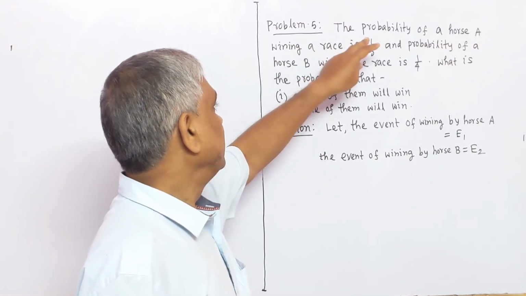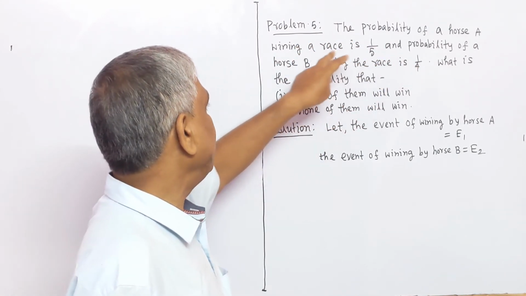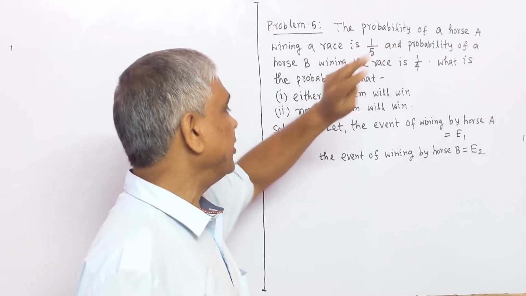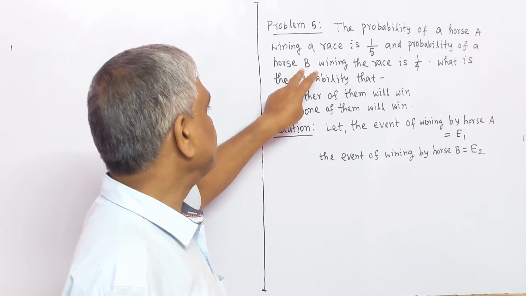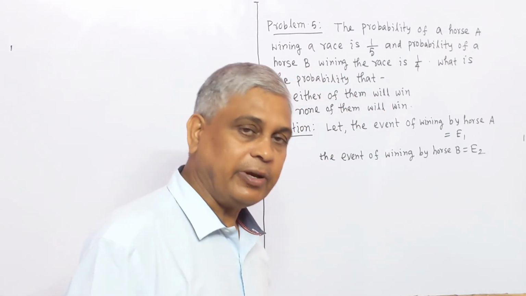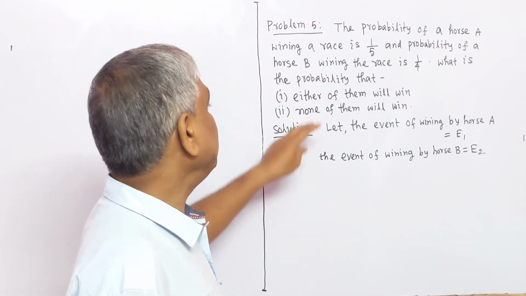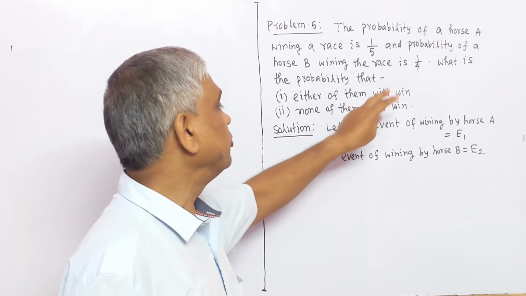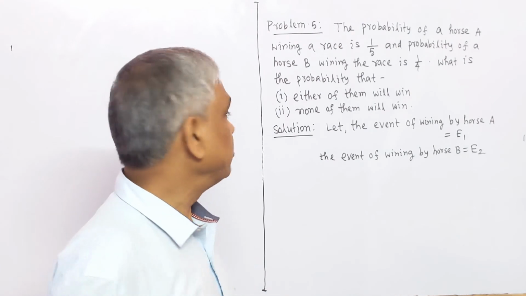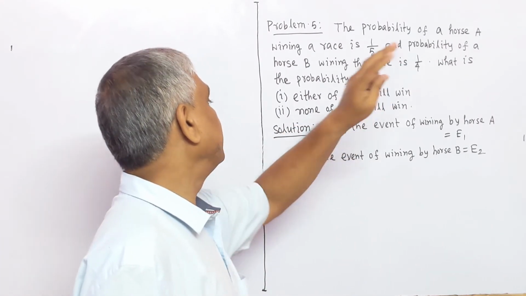The problem is: the probability of horse A winning a race is 1 by 5 and the probability of horse B winning the race is 1 by 4. What is the probability that number 1, either of them will win? Number 2, none of them will win.